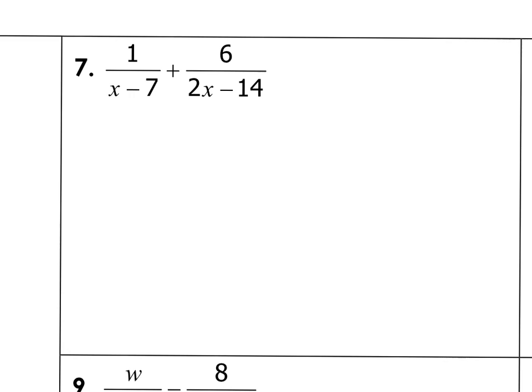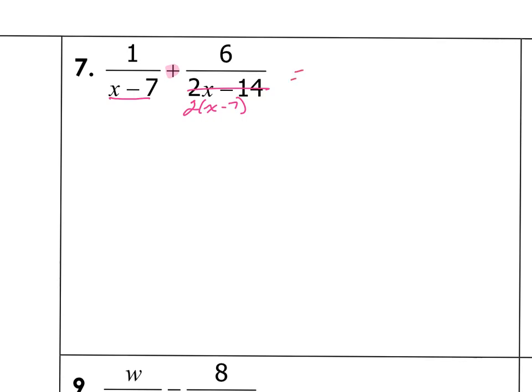So here we go. I'm going to factor my denominators first. Well, let's look and see what we're doing first. We know that we're going to be adding. So now we're going to factor our denominators. I have x minus 7 in this one, and so I'm going to factor this one, which is 2 times x minus 7. So that's what it factors to.